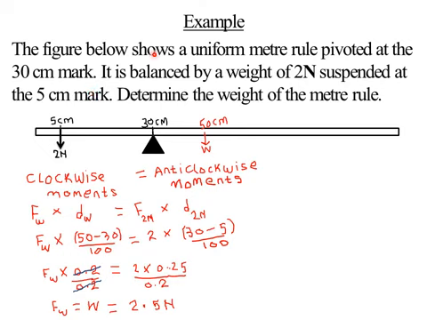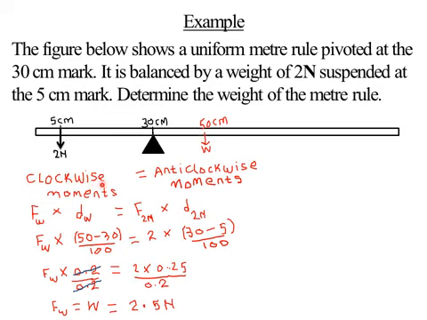Then we are also told that the figure shows a uniform meter rule pivoted at the 30 centimeter mark, balanced by a weight of 2 Newton suspended at the 5 centimeter mark. Determine the weight of the meter rule. The most important thing is to note that the weight will always act at the midpoint. If it is a meter rule of 100 centimeters, then the weight will act at the 50 centimeter mark. If it was a half meter rule, whose total length is 50 centimeters, then the weight will act at the 25 centimeter mark. So the weight always acts at the midpoint, which is where the COG will be.